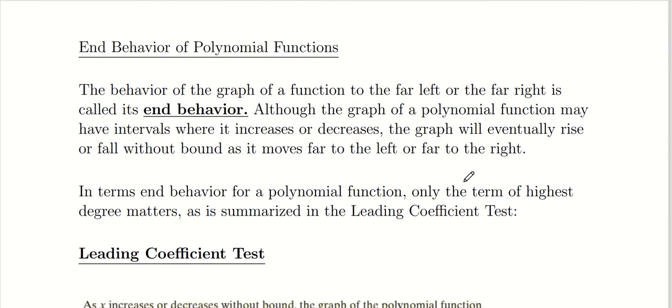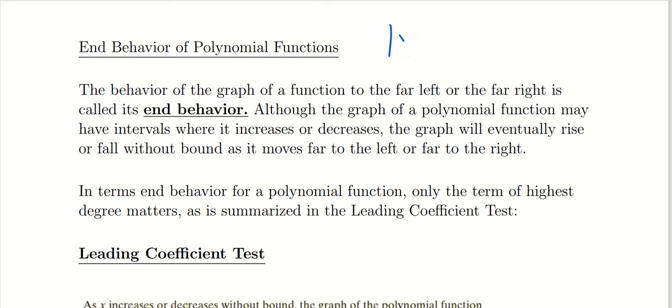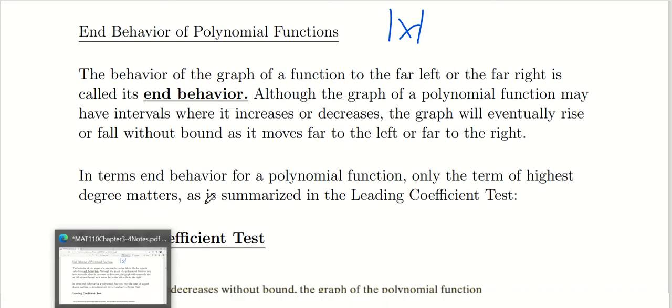One of the next things that we want to discuss is what's referred to as the end behavior of a function, and we're going to investigate the end behavior of a polynomial. The behavior of the graph of a function very far to the left or very far to the right is called its end behavior. Essentially what you're looking at is what happens to the function values, the outputs, when the absolute value of x gets large. In other words, when you have either really, really large negative inputs or really, really large positive inputs.